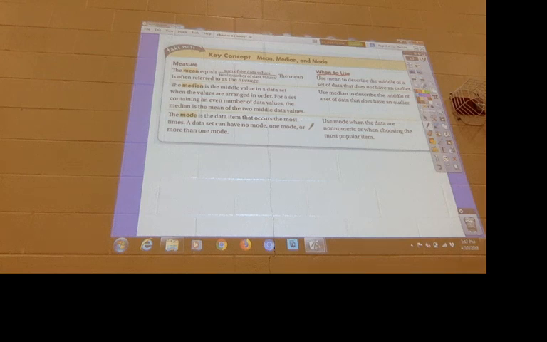Okay, let's think of another data set. What's another data set we could use here? How many brothers and sisters you have, okay? Think of that. Six. Not counting yourself. Six. So raise your hand if you have one sibling. Raise your hand if you have two.